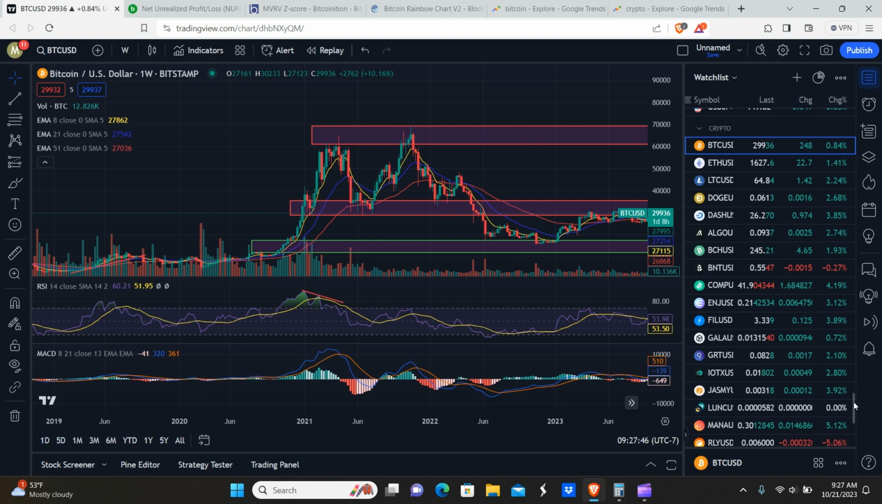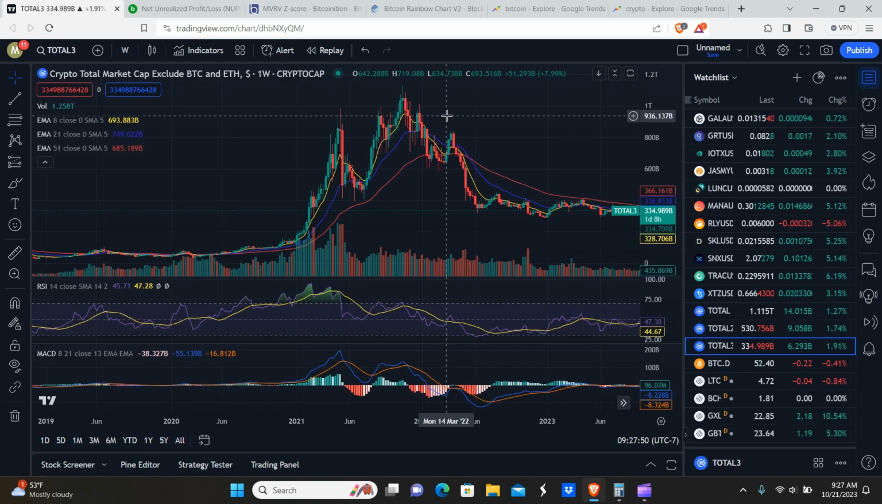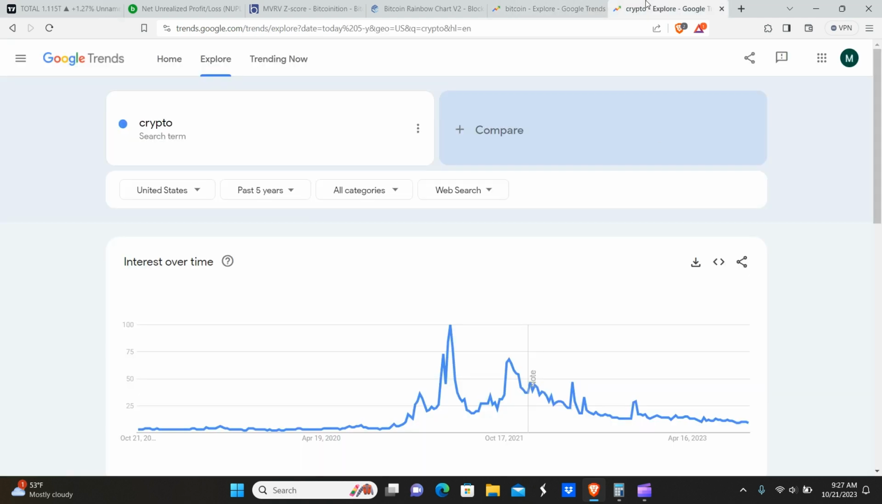Now, something that we have not looked at previously that we're going to look at is the total 3 chart, which is basically, or not total 3, my bad. The total 1 chart, which is all of the cryptocurrencies in the market combined. So Bitcoin, Ethereum, and all the altcoins. The reason why we're doing this is because this is based on crypto, not Bitcoin.